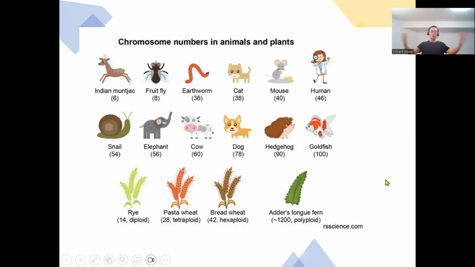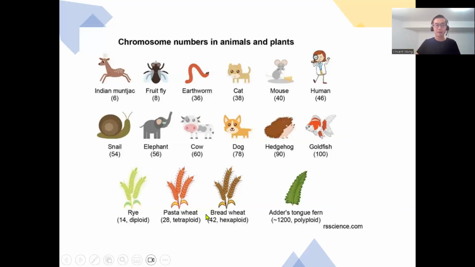Now, when it comes to chromosome numbers, there's actually no correlation between the size of the organism and how many chromosomes they have. Humans, like I told you, have 46, but something like a goldfish has as many as 100. And a lot of the plant products that we have actually have multiple sets of chromosomes as well. We, of course, have two sets, right? 23 chromosomes from mom, 23 chromosomes from dad.